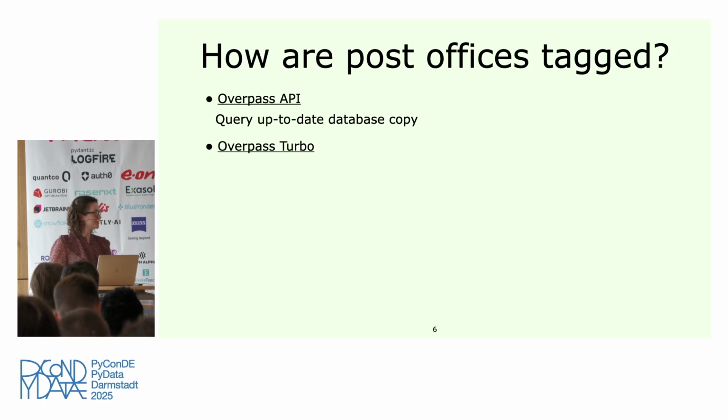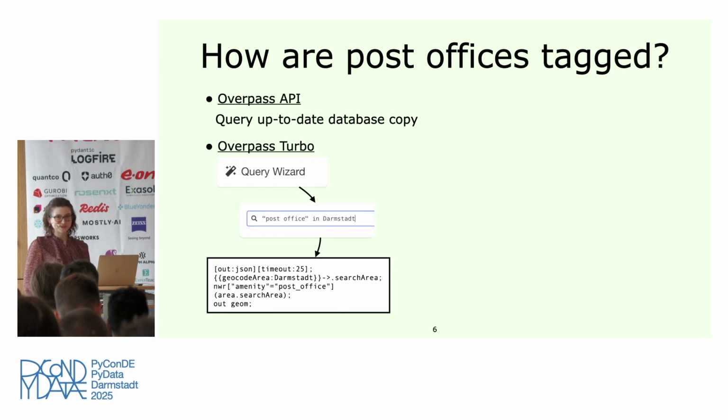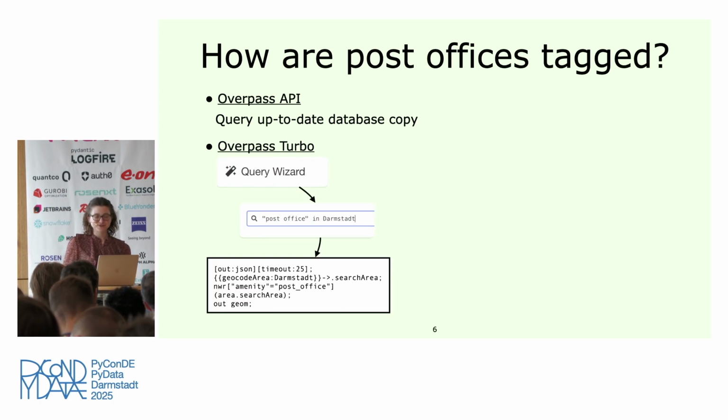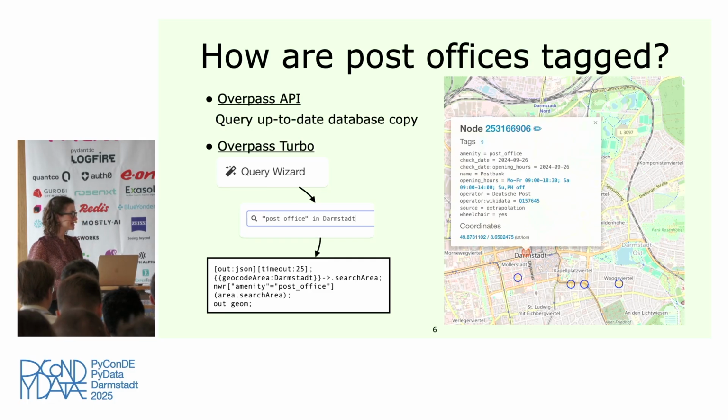One of my favorite features of Overpass Turbo is the query wizard. You can provide human-readable search text. Like here, I provided "post office in Darmstadt," and it built this query for me. So in the query we're looking for nodes, ways, or relations. I didn't specify that in my query. And then we have this tag, amenity equals post office. Awesome. This might be really helpful for us. Let's see what the results are.